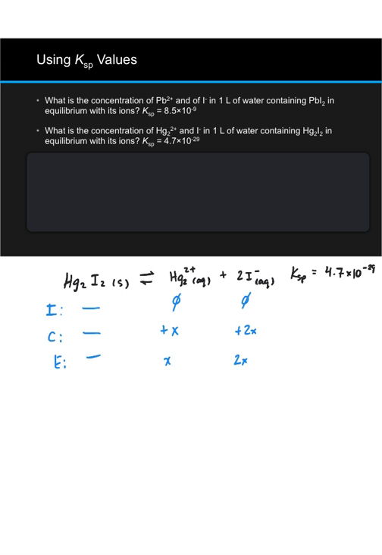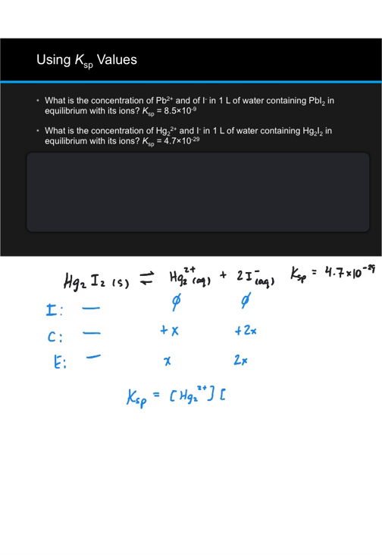Here's our ice table worked out for Hg2I2. Notice because of the stoichiometry of the formula and the reaction, we're going to work out an identical expression to the one we had before.